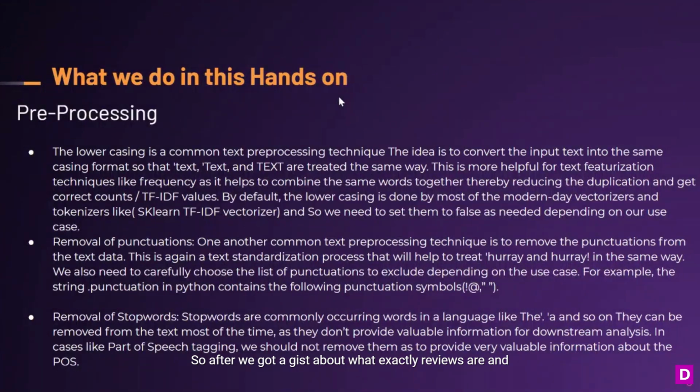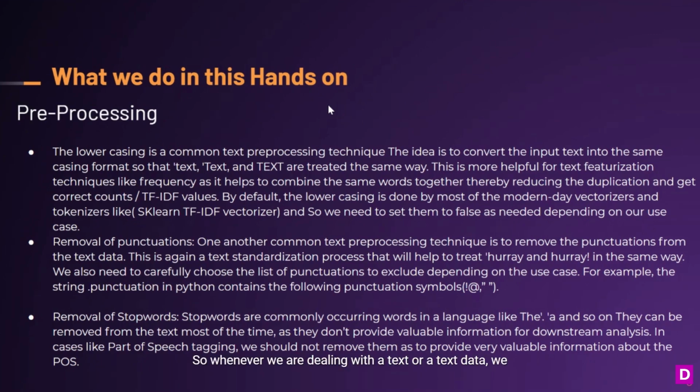So after we got a gist about what exactly reviews are and why reviews are very much important, we'll understand what exactly we are going to do in order to build a sentiment analysis on an e-commerce website. So there are predefined steps or predefined methodologies which we follow in order to get an end product, right? So we'll have a look at the steps we follow when we start building a sentiment analysis model, either a machine learning model or a deep learning model, etc.